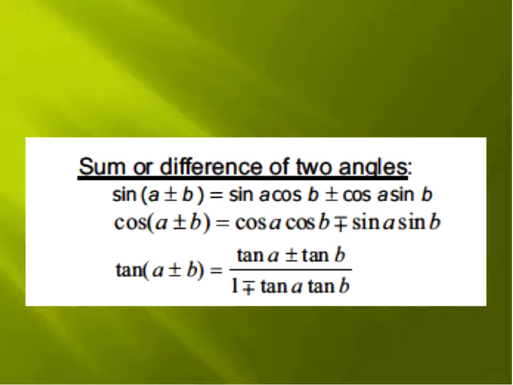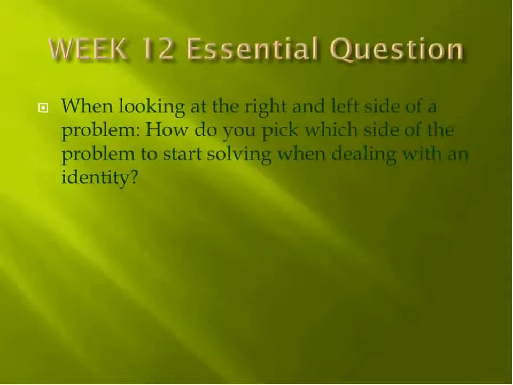That's how they kept their final answer. All right, I don't know why that was in there on the very last slide. That's very interesting, in the wrong spot. So for our week 12 essential question, again, it should be very easy for you guys to answer. When looking at the right and left side of a problem, how do you pick which side of the problem to start solving when dealing with an identity? So that's all I'm looking for week 12.